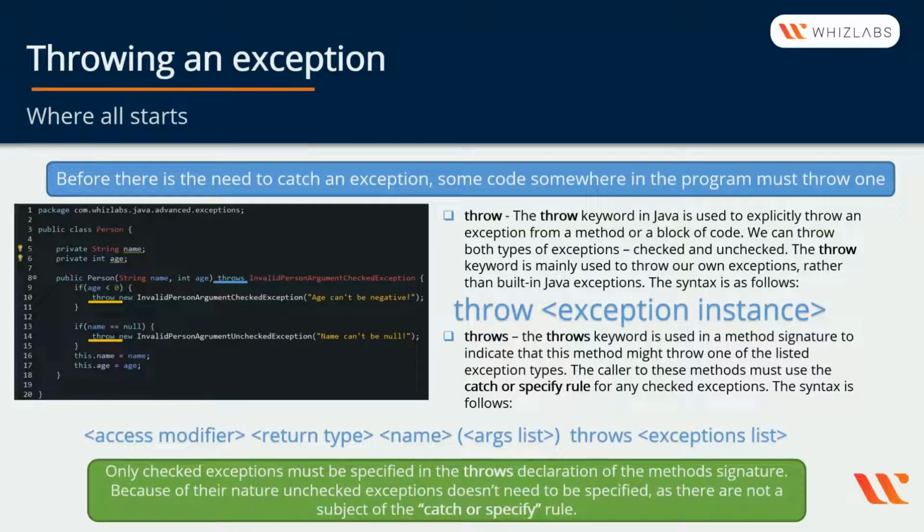Again, we have the same example. Look at the throw statements at lines 10 and 15. We throw two exception types. As already mentioned, one of the types is unchecked, the other is a checked exception. As you can see in the throws clause of the constructor, we specify only the invalid person argument checked exception, which is, as you may guess, a checked exception. We could have listed the unchecked exception as well, but it's unnecessary. More on that later.